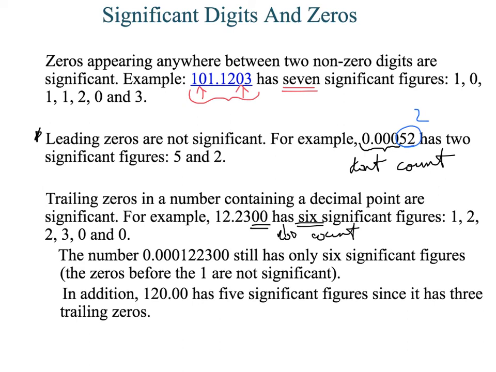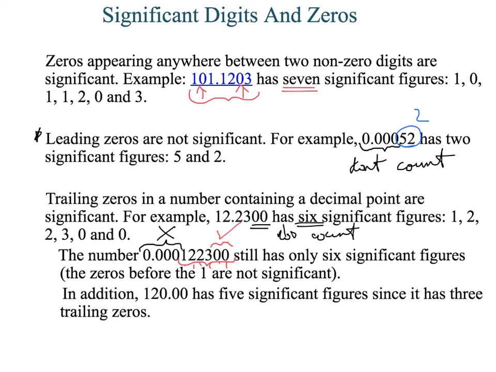Now the next example is a little bit of a tricky one. It's 0.000122300. We just learned that leading zeros don't count, but these ones back here, the trailing zeros, they do count. So when we're figuring out how many significant digits this value has, it's going to have a total of 6. The 1, 2, 3, 4, 5, 6 significant digits.